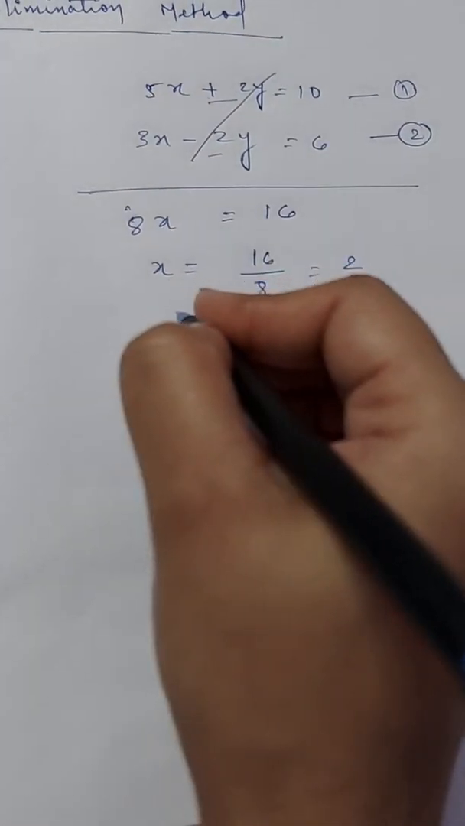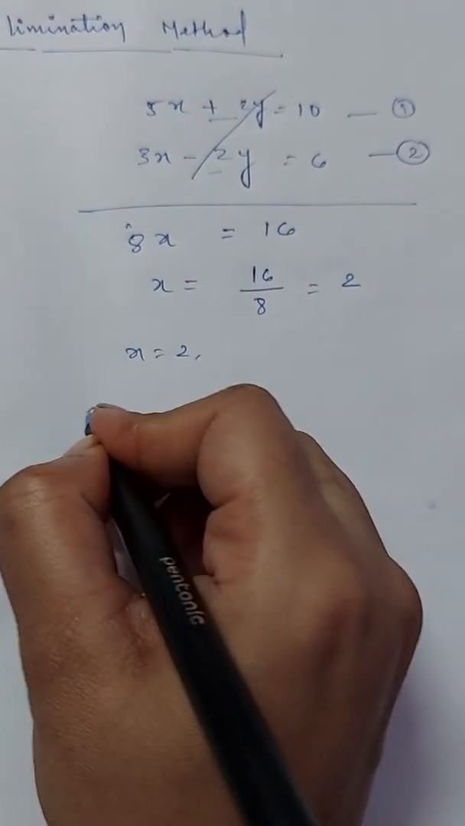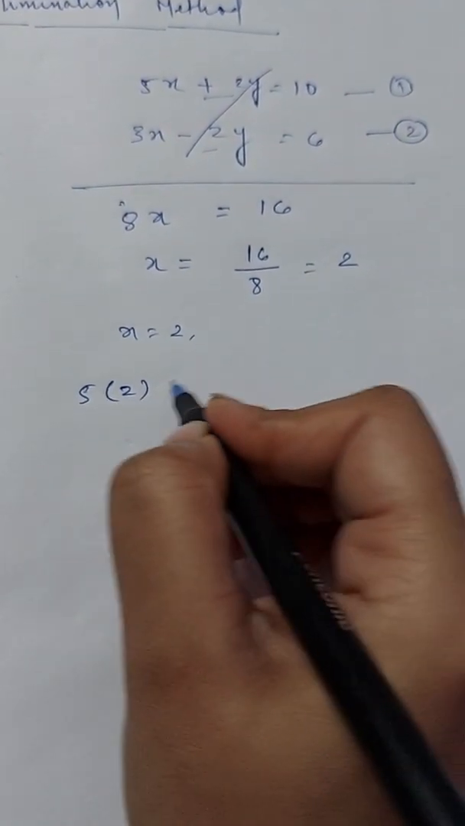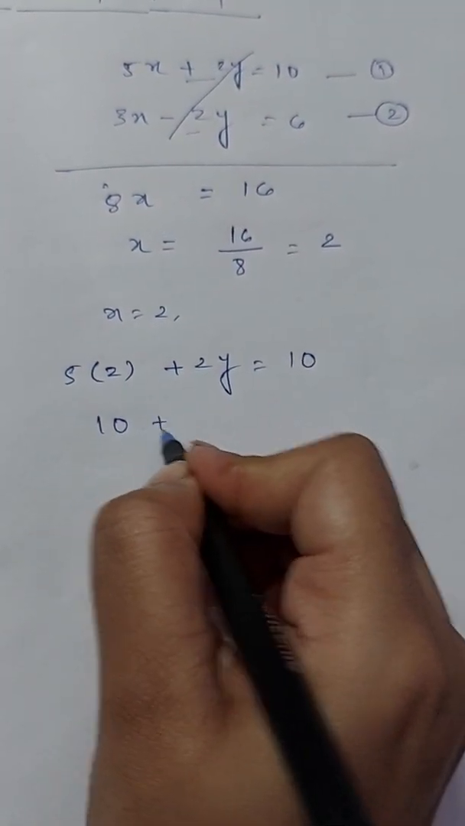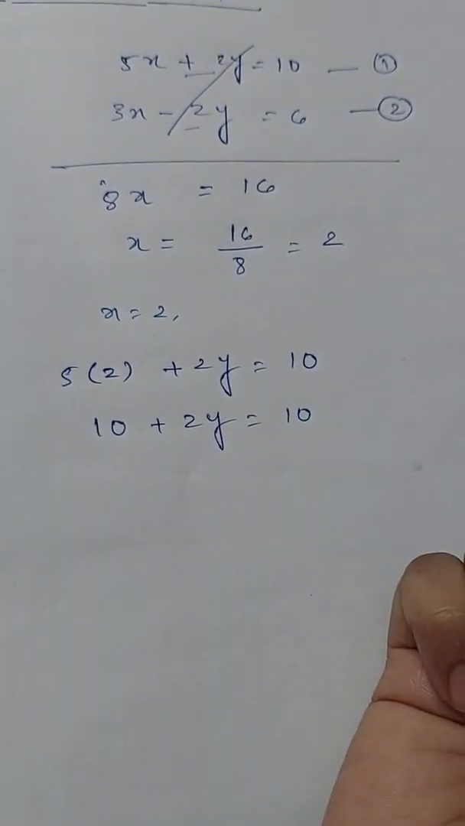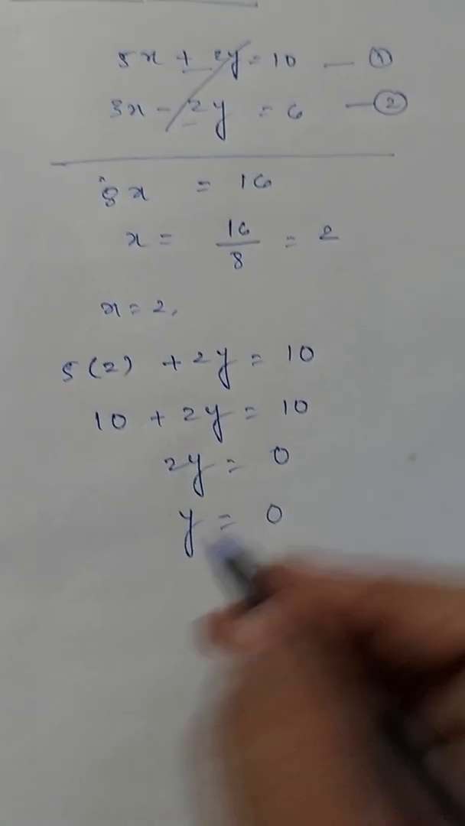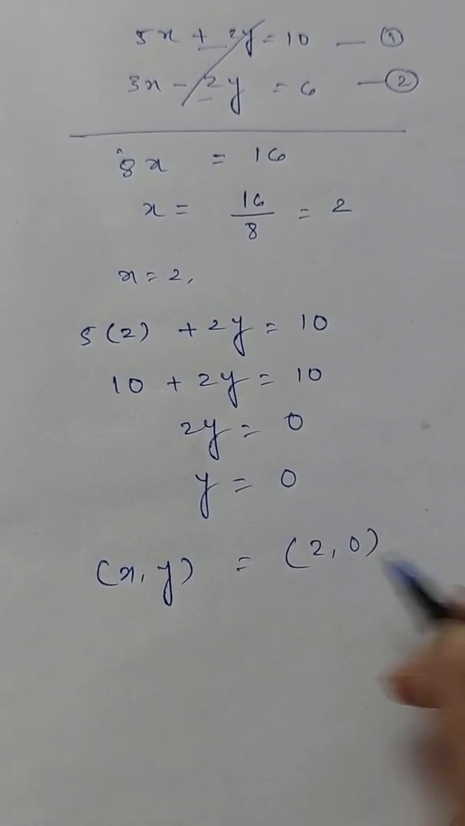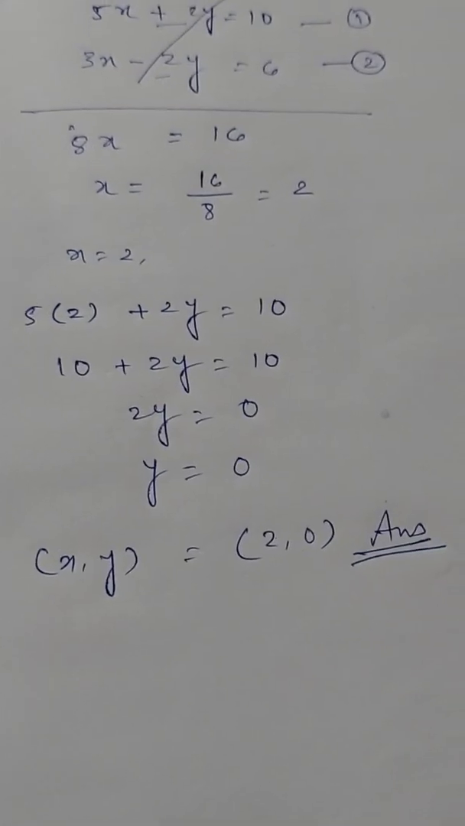By substituting the value of x equal to 2 in any equation, 1 or 2, 5x is replaced by the value 2, so 10 plus 2y is equal to 10. Then 2y will be 0. Then y is equal to 0. So we find the value of x and y is equal to 2 and 0 accordingly. That is the answer of our equation.